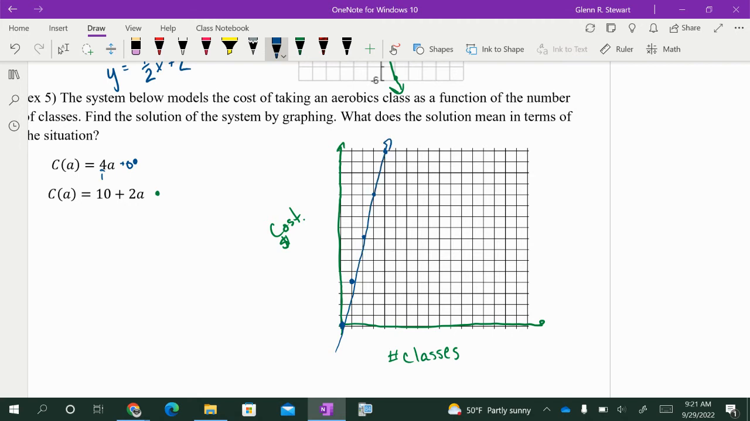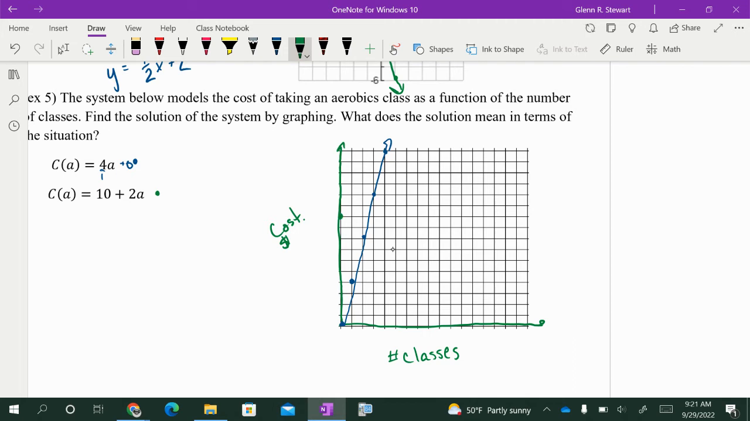My line's a little wonky, but that's okay. I'm going to erase to there because I don't need anything that is negative. Next up then, I've got my other one here. It's going to start at 10. 1, 2, 3, 4, 5, 6, 7, 8, 9, 10.